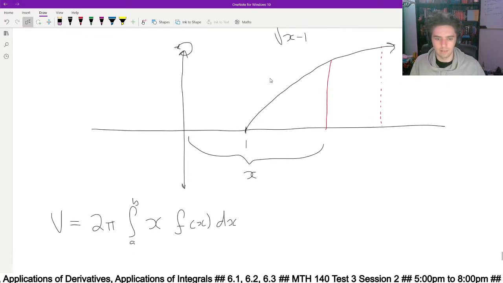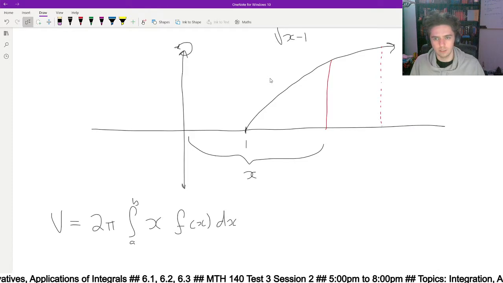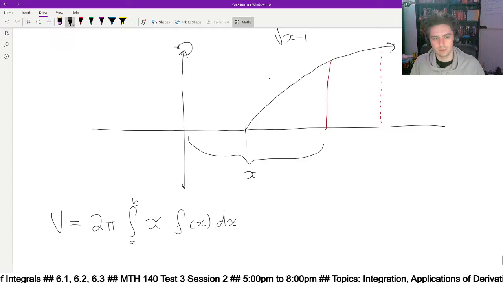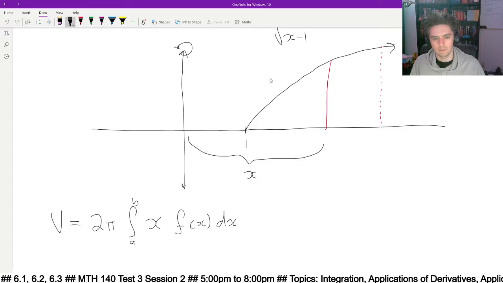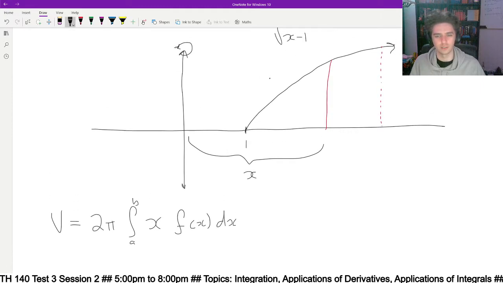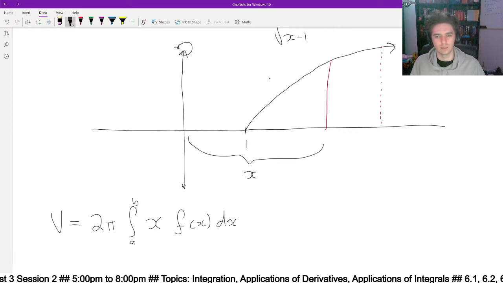Then we have that f of x is still the height, if I'm imagining a cylinder, right? Its radius would still be x. And you just integrate from 1 to this. Okay, so that's not an example, because we just do the same thing here.